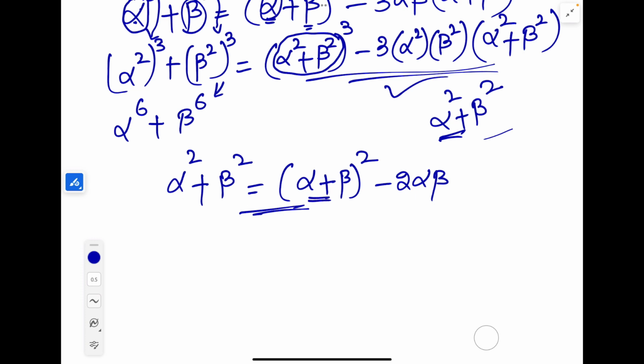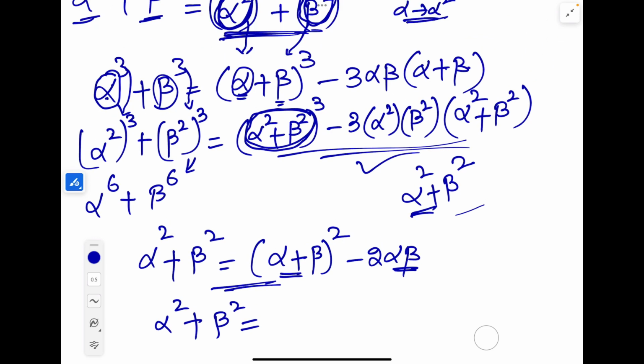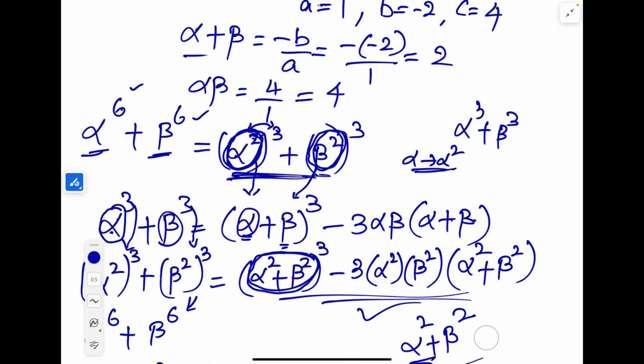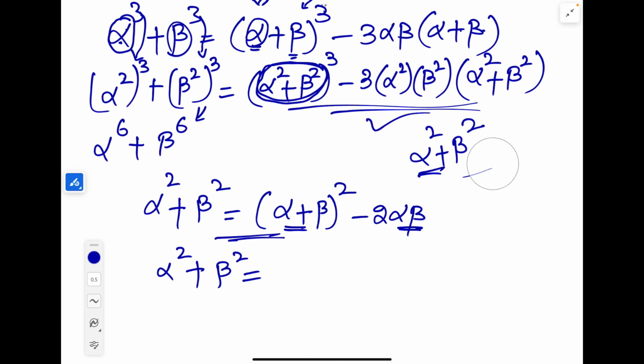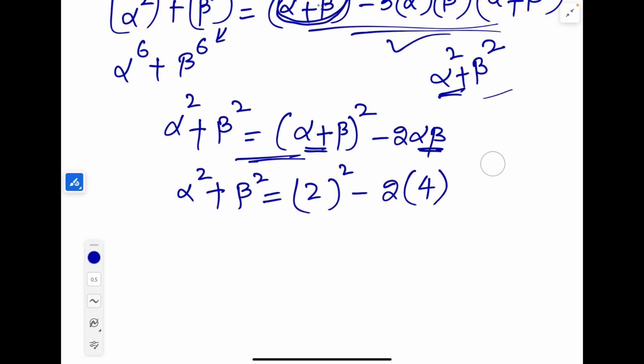Now see here, alpha plus beta, alpha beta we know, so let me find out this first. Okay, so alpha square plus beta square is equal to, what is sum of zeros for this sum? Alpha plus beta is 2, okay? What is the product? 4. Okay, so sum of zeros is 2. 2 square minus 2 into 4. What is 2 square? 4. Minus 2 times 4 is 8. So 4 minus 8 is minus 4.